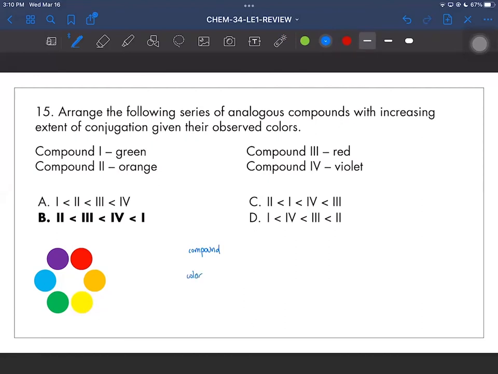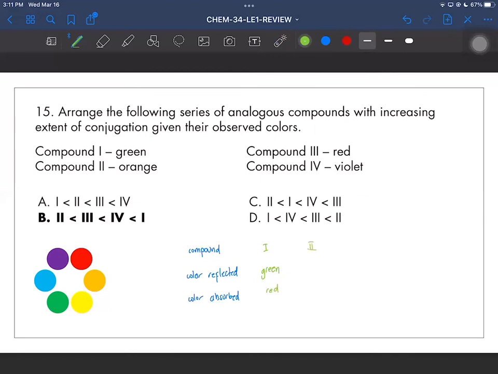compound, the color reflected, and the color absorbed. So for compound 1, it reflects green. We see it as green, so it reflects green. And therefore, you have to check the complementary color. The complementary color of green is red, so it absorbs red.